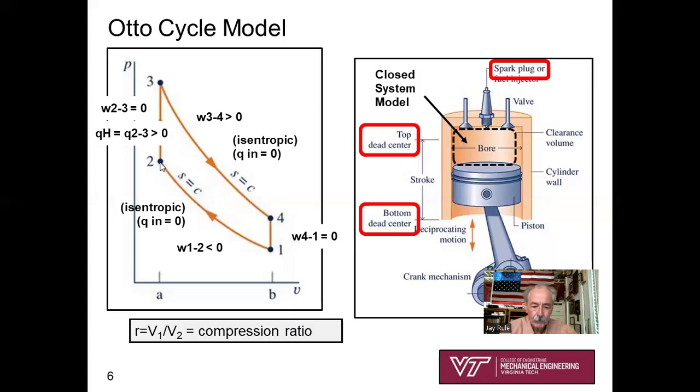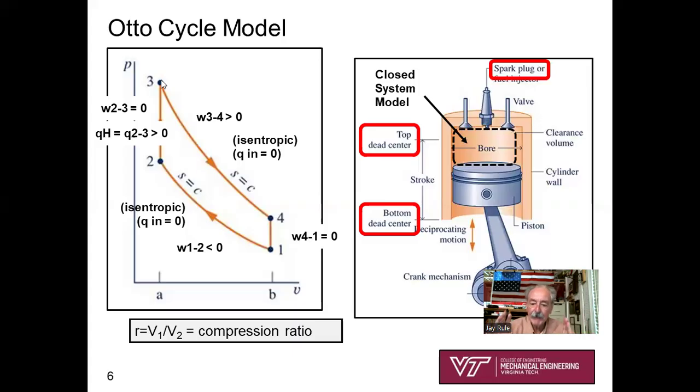Process 2 to 3 is where the spark hits, and our model is heat addition that's instantaneous. So we don't even have time for the piston to start moving. Our heat addition goes from 2 to 3. Look what happens. Constant volume heating, and the pressure is zooming up dramatically to P3, a very high pressure within the piston and cylinder. So the heat addition is over.